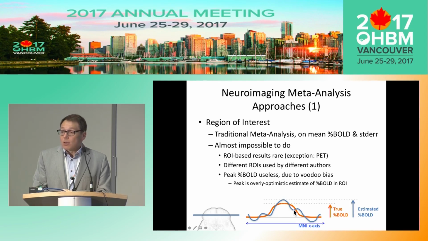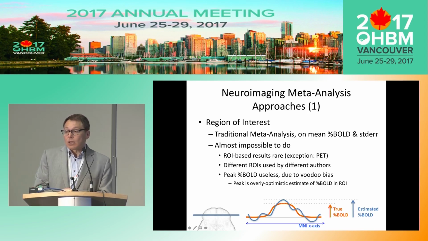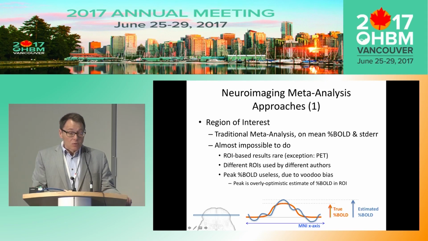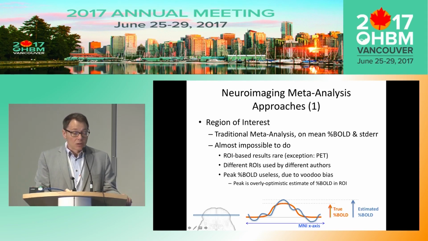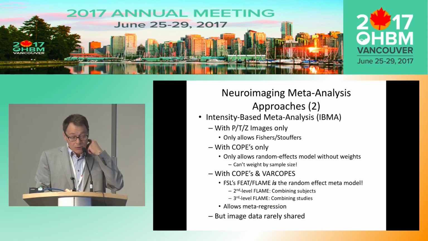And what do we normally report in papers? We report the peak. So the peak is always going to be a biased estimate of the true percent BOLD change in any given study. This is why we cannot use traditional non-imaging meta-analysis methods: all the percent BOLD changes that are reported are typically biased, overly optimistic measures, and you don't want to trust those and feed them into a traditional meta-analysis.